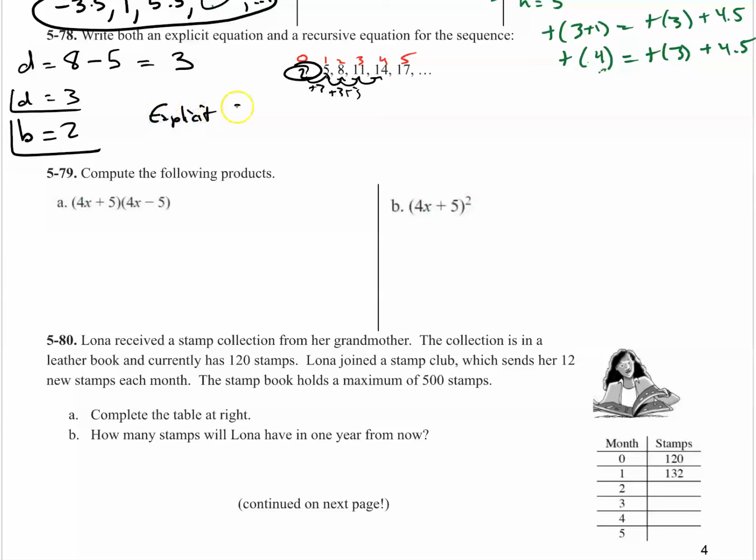Explicit equation, which is basically just y equals mx plus b, but fancier looking. So instead of y, we write f of n, and then we have our equal sign, and then our common difference, that's what we call slope now. We're using n instead of x, and then we add our starting value.